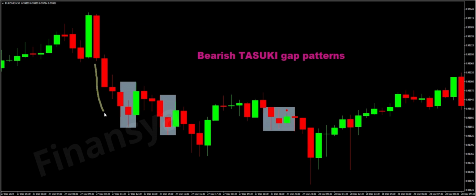In fact, the Tasuki Gap Pattern could form many times during a strong trend where volume is high and price spread is also high. However, the more times the pattern appears, the stronger the trend. Also, the wider the gap between the first and the second candles, the stronger the trend.